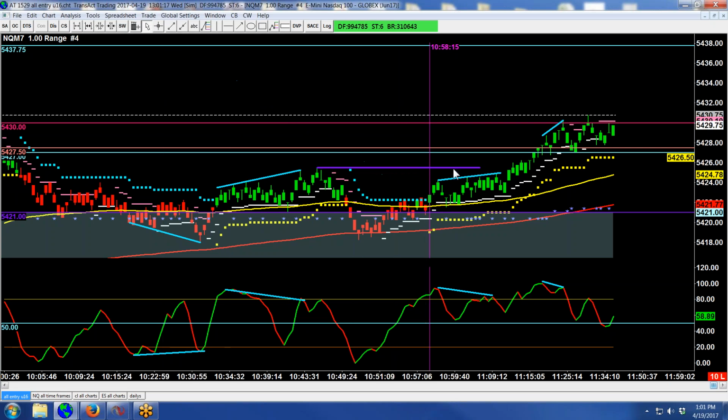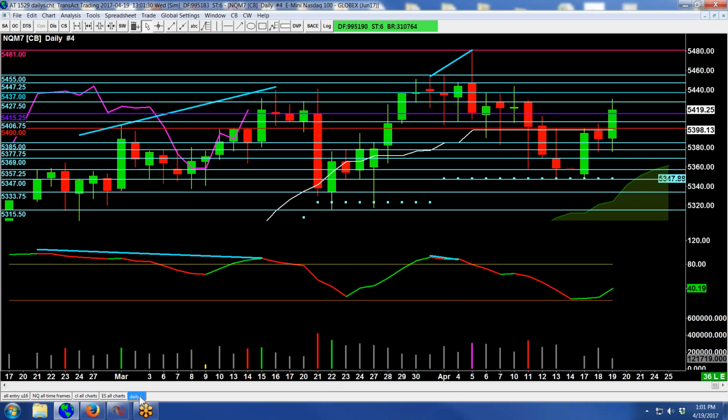If I can get through that, then I'm likely going to tag that 27.50 area and then back up to the 30. But if I didn't look at my higher time frames or the daily chart, I would have no idea that I need to be aware that I might have some trouble up in that spot. So that's just one instance of how using multiple time frame analysis can help you in your trading.